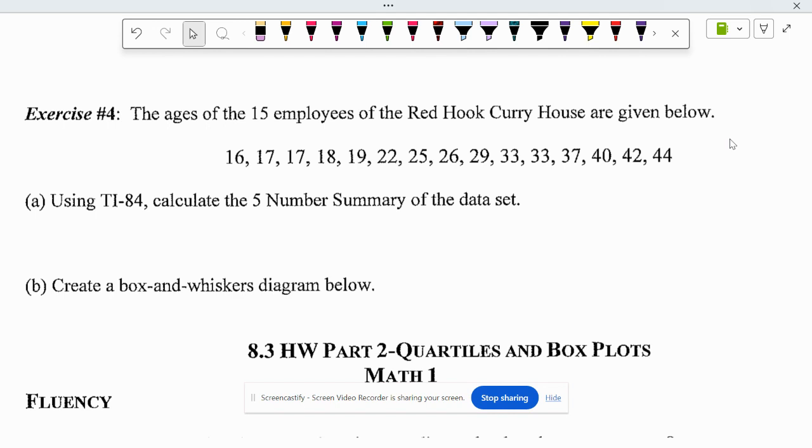All righty. So 5-number summary. Let's write out what that is. I need my minimum. I need my Q1. I need my median, which is also called Q2. I need my Q3. And I need my max. You ready, Uriah? What'd you get for your minimum?